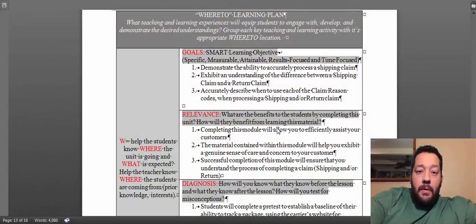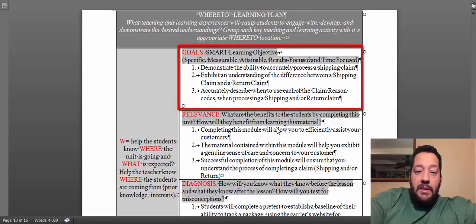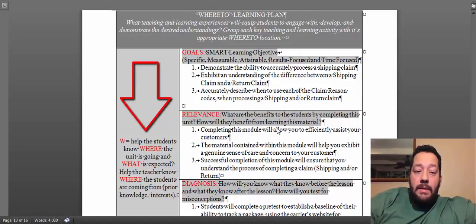This stage is where you put everything that you've been working towards into action. We'll begin by looking at the goals, establishing SMART learning objectives, and then we will begin taking over the WHERETO in the lesson. As we talk to the WHERETO, the first step is the W. That's where we establish the where, the what, and really what the students are there to learn.